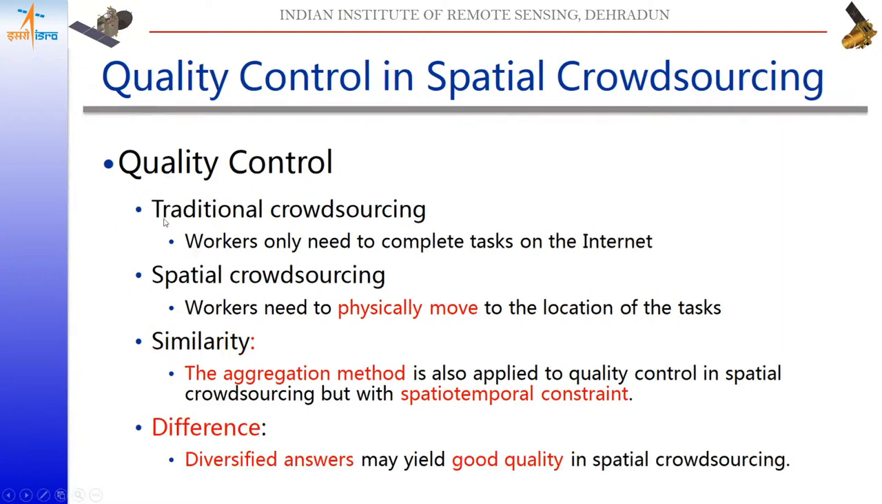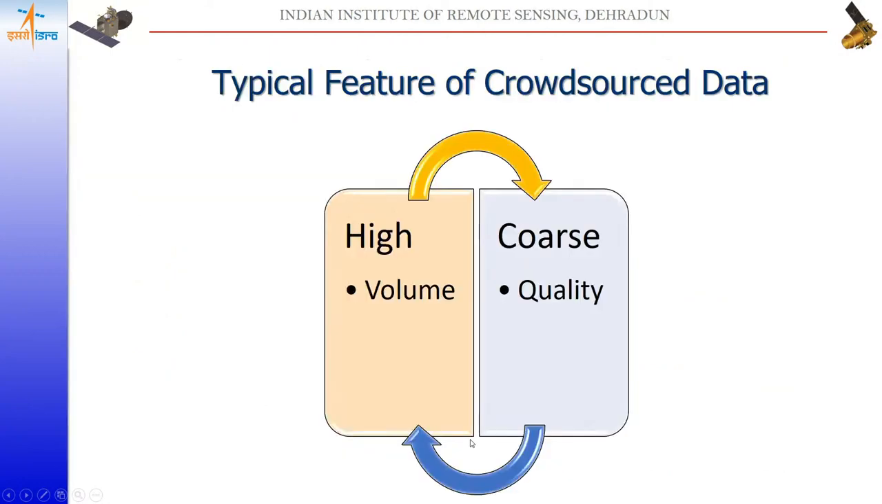So the difference is that it diversifies the answer. It may yield good quality spatial crowdsourcing based data sets. The typical features of crowdsourced data are high volume, whereas the quality is coarser. Because the data is coming in a very high volume, there are chances that it may have some noise embedded into it. So the precision or the accuracy of the data becomes a little bit coarser.